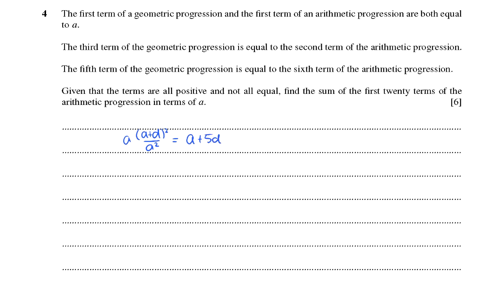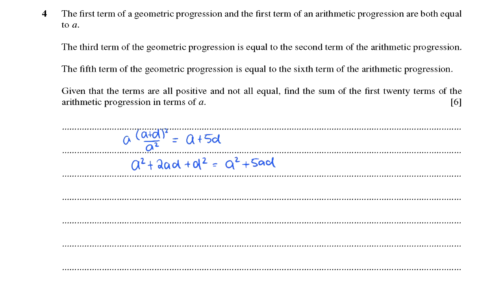Okay, the A squared cancels with the A, and we're just left with the A. We can take the other remaining A up to the other side and get A squared plus 5AD, and we can expand the brackets as well. So we will get A squared plus 2AD plus D squared is equal to A squared plus 5AD.